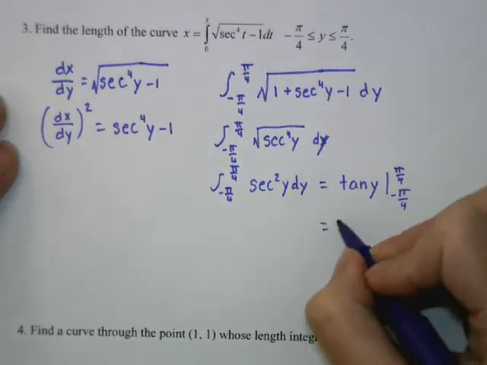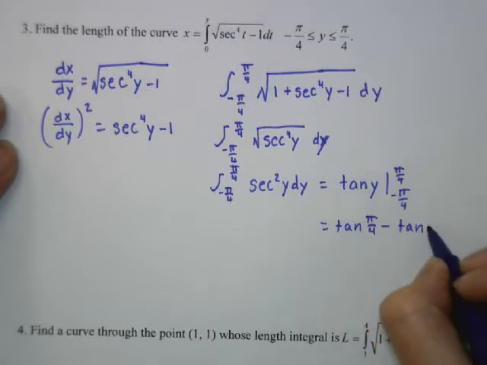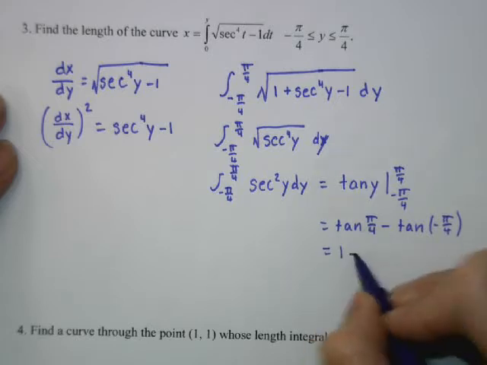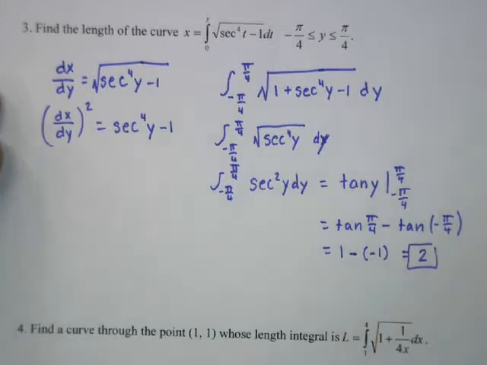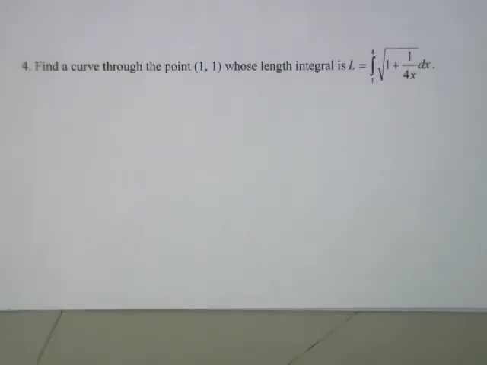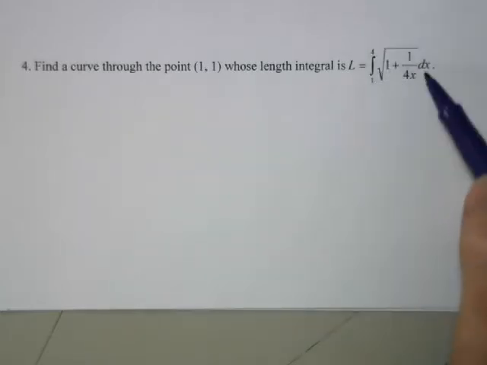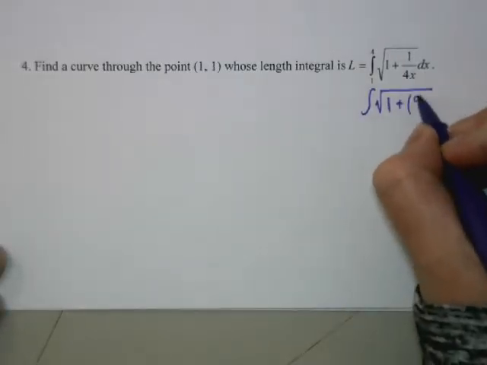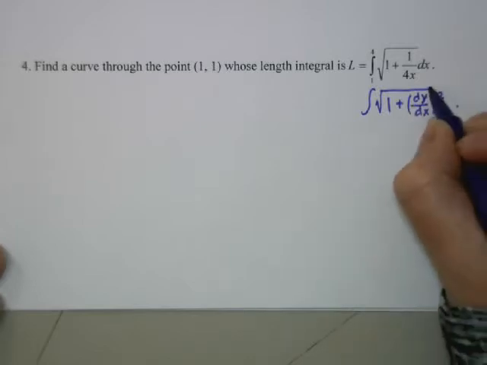Here we're going to find a curve through the point (1, 1) whose length is given by this integral: the integral from 1 to 4 of the square root of 1 plus 1 over 4x. The arc length formula is the integral of the square root of 1 plus (dy/dx) squared dx. So this is equal to (dy/dx) squared. Okay, so if I take the square root of both of these, we're going to have dy/dx is equal to 1 over the square root of 4x.